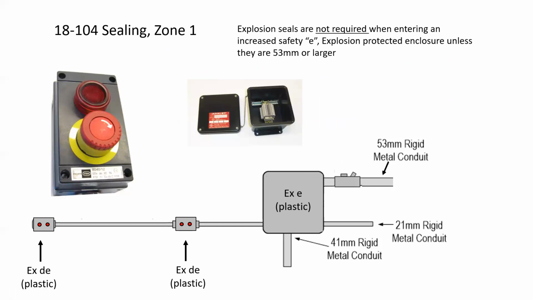This one here, 18104, and now we're looking at an increased safety plastic IEC type of equipment. All of these items here are IEC plastic. They've got all sorts of fancy tech in them. They are not explosion proof. This is a big old junction box, and this is a 53 millimeter rigid metal conduit coming into it. Because of that, I need an explosion-proof seal. The explosion-proof seal is really just here to prevent the migration of gas down through the system.